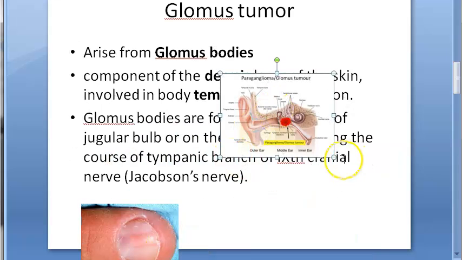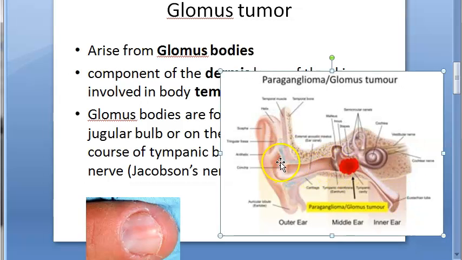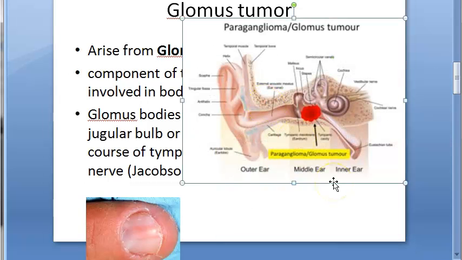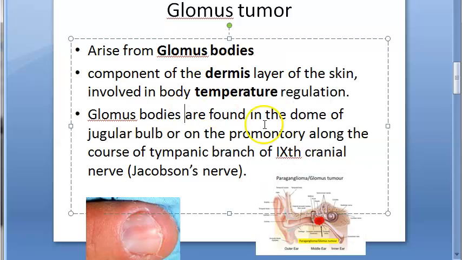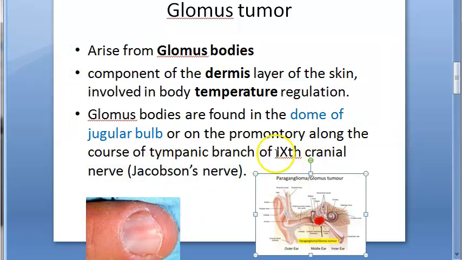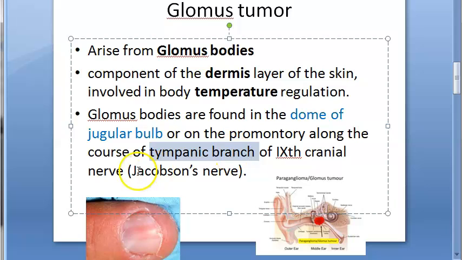Okay. So now we have come to ear. We are studying ENT. So we want to talk about glomus tumor of the ear. So in the ear, you have these glomus bodies in the dome of the jugular bulb and, or on the promontory along the course of the tympanic branch of the 9th cranial nerve. That is the glossopharyngeal nerve. Tympanic branch of the glossopharyngeal nerve. It is called as the Jacobson's nerve.